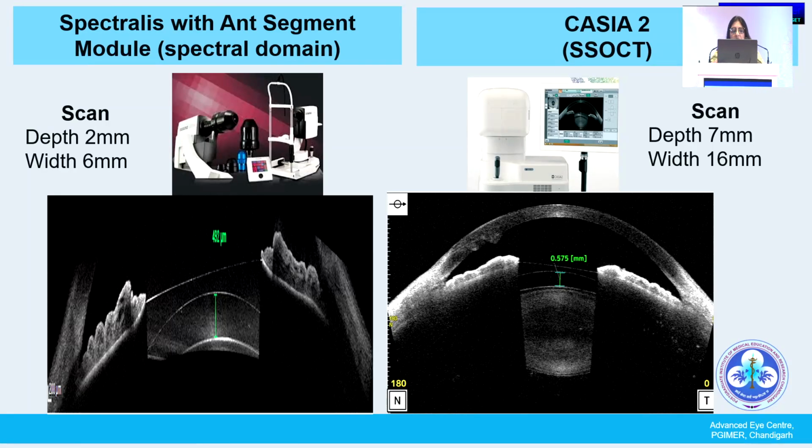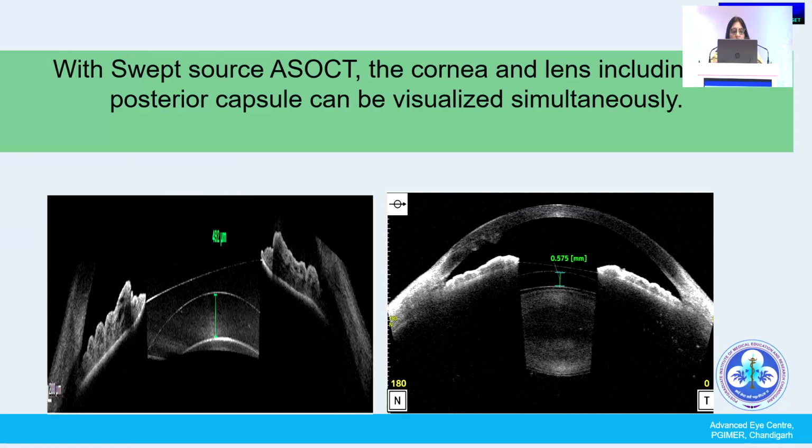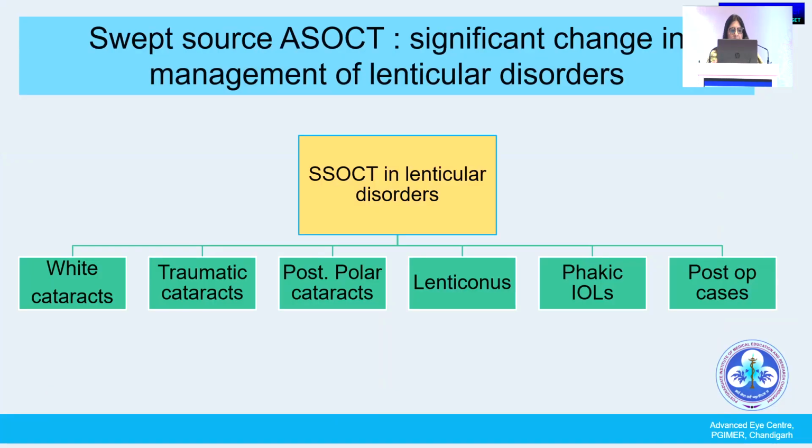So with the spectral domain, if we want to see, for example, in this picture shown, an ICL, we cannot see the cornea. Whereas with the swept source, we can see from the apex of the cornea to the lens. So with the swept source OCT, the cornea and the lens, including the posterior capsule, can be visualized simultaneously.